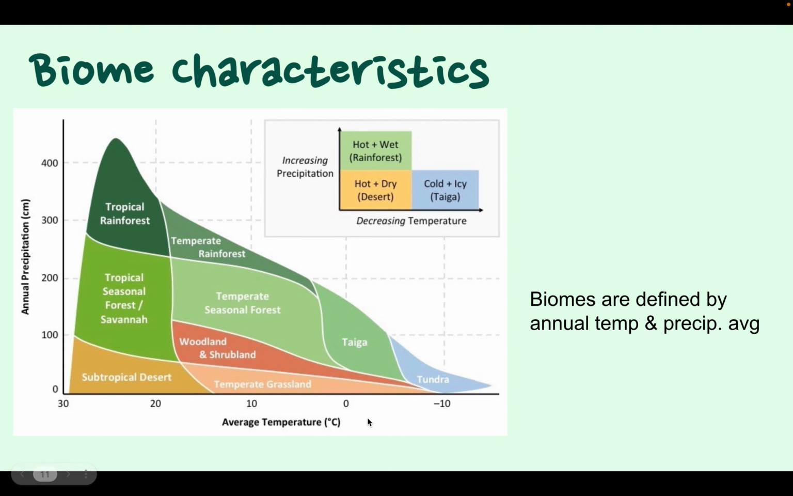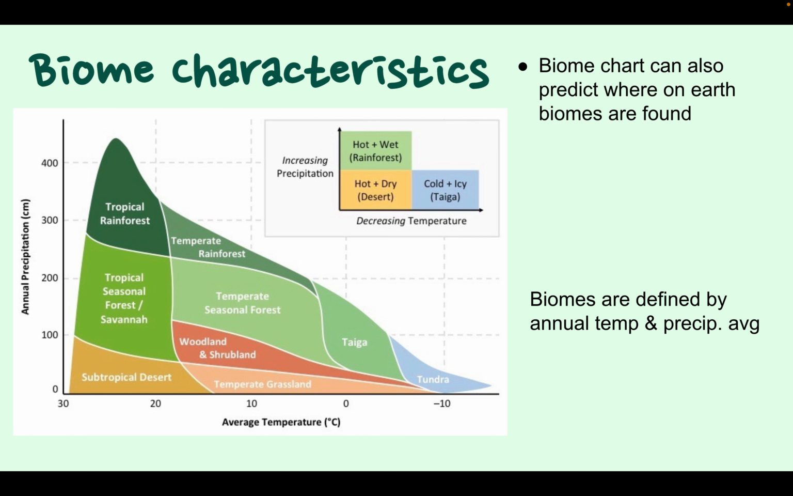So again, along here, this breaks down for you where those are located and what their average temperatures and precipitations are. That is how we define biomes: the average annual precipitation and temperature, because we're always talking about climate. That's what makes a biome. We can predict where on Earth biomes are found using this type of chart.